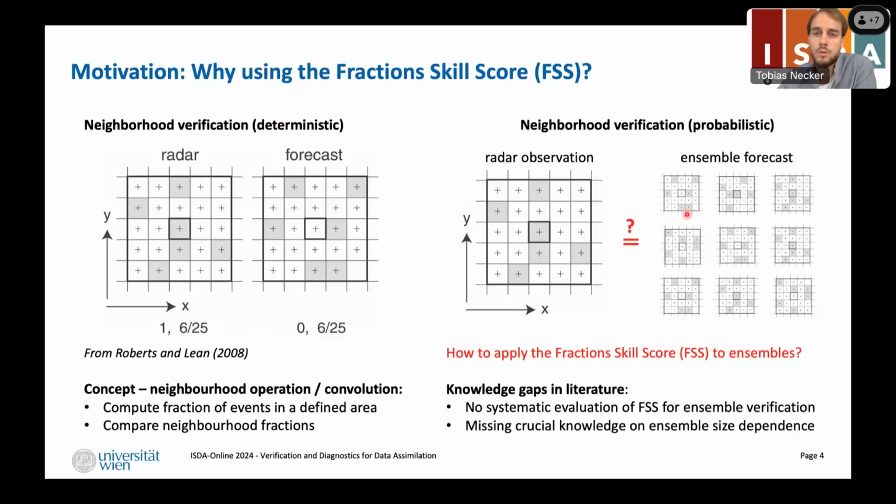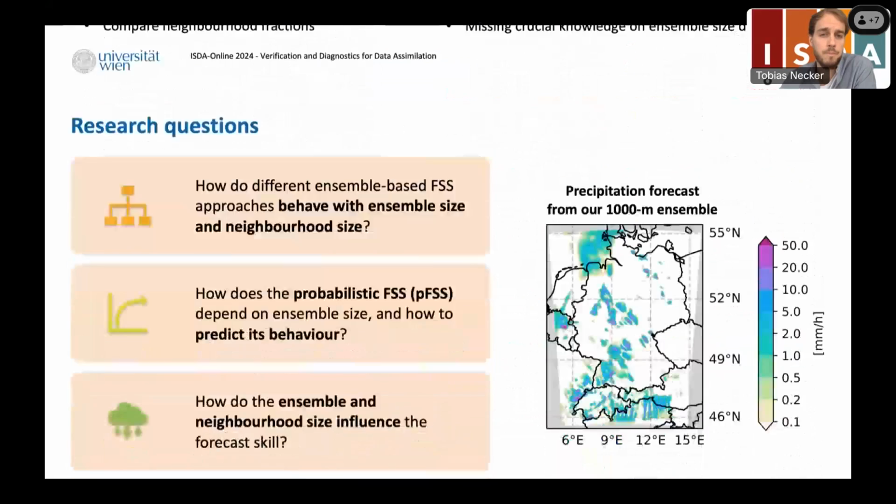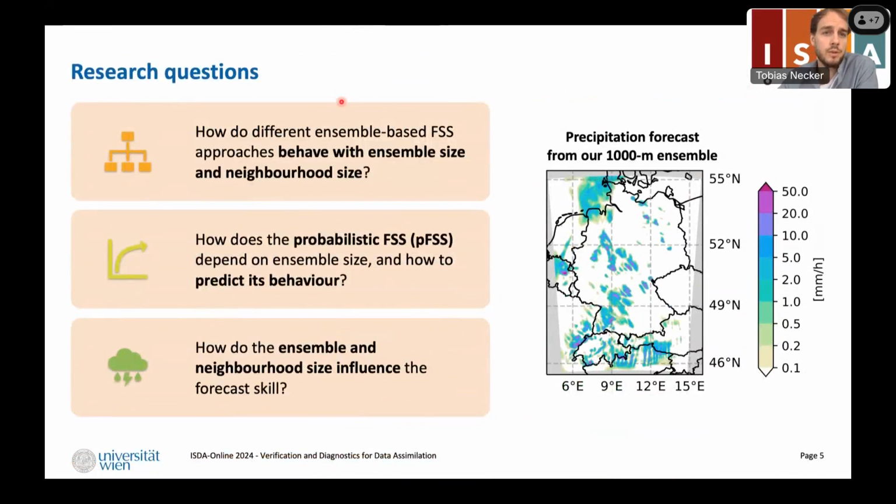And the question that I want to answer today is how can we use this neighborhood technique to actually verify ensembles? Because here it's not very clear and trivial what's the right approach to actually compare the ensemble with the radar observations. And as I mentioned earlier, in the literature there's a gap and there's not been a very detailed evaluation of the ensemble size dependence of the FSS.